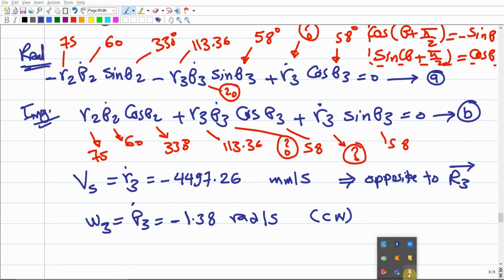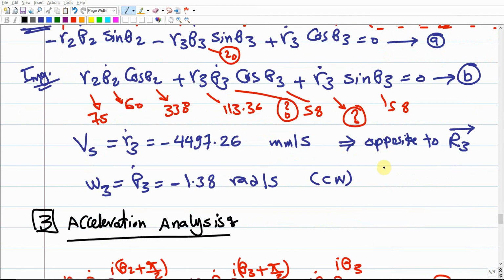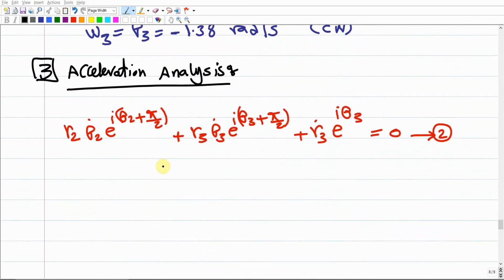So what next? Let us move to the acceleration analysis. But there is something that I have to point out here. Later we are going to discuss the directions of these two velocity components, especially the sliding velocity. What does it mean that it is going opposite to the R3? All right, we're gonna discuss this point later. But anyway, these are the unknowns that we got for the velocity analysis. Now we're gonna move to the acceleration analysis.